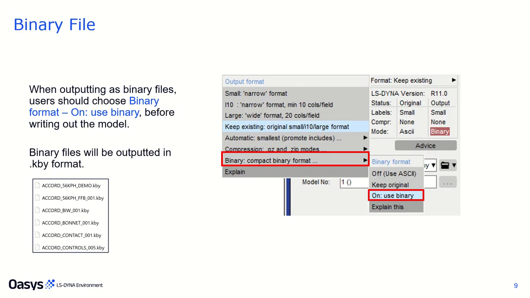Now let's look at binary files on the other hand. So you can go under binary over there, and then you can toggle on use binary, and that will allow your keyword files to be saved in binary instead of ASCII format. And how do you know that your key files are saved in binary formats? There's two ways. One is when you look at the output files, instead of being saved as a .key file, it's saved as a .kby file, and that stands for a binary format file.